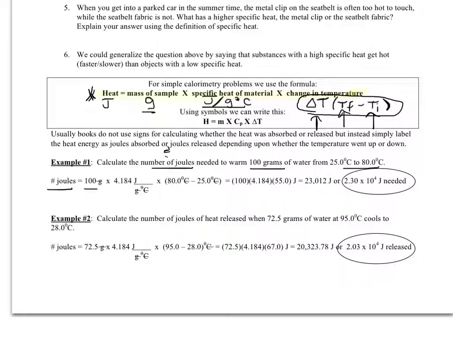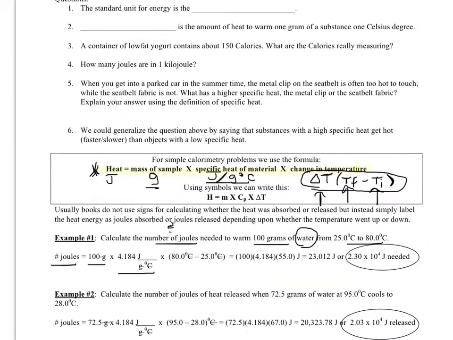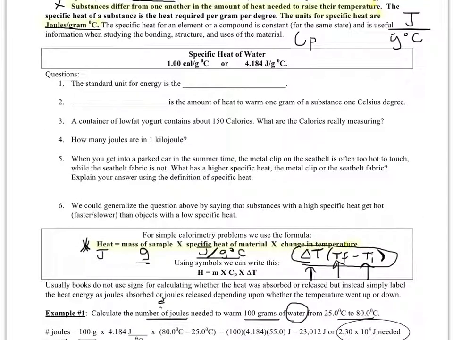We put the 100 grams in. We multiply by the specific heat of water, because this problem is discussing water, right? Now, where did we get that specific heat of water? Well, that's a constant. We can always count on the specific heat of water being 4.184 joules per gram degree Celsius.